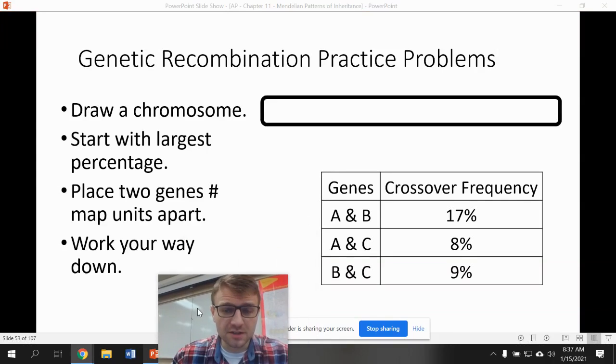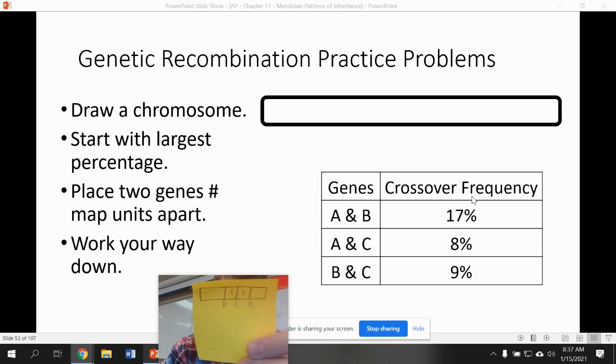Our next one here is very similar. Again, there are only 3 genes. Remember, we start out with A and B, the largest. We go here and here. Then between A and C and B and C, A and C is 8% and B and C is 9%. So this is a crossover frequency, which means how much is being crossed over.